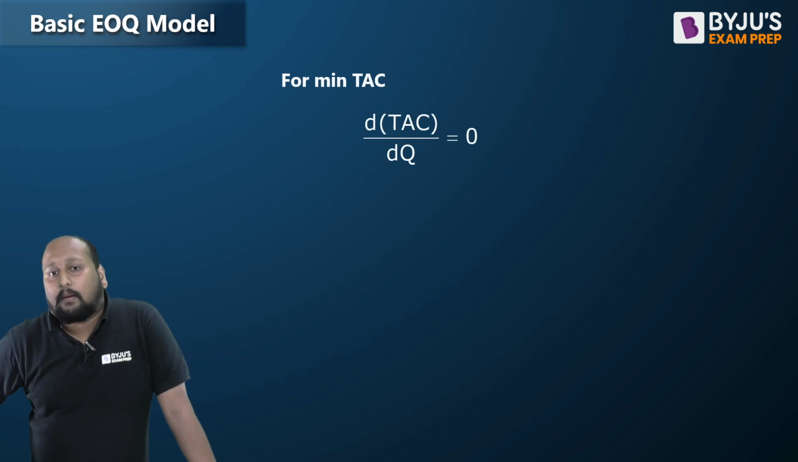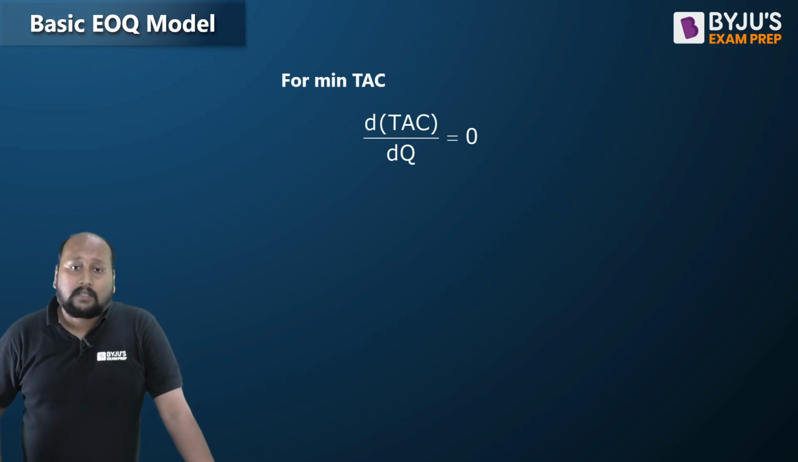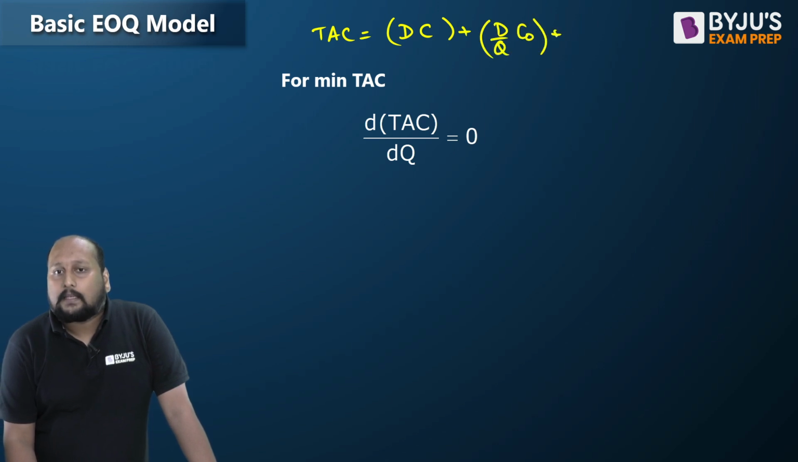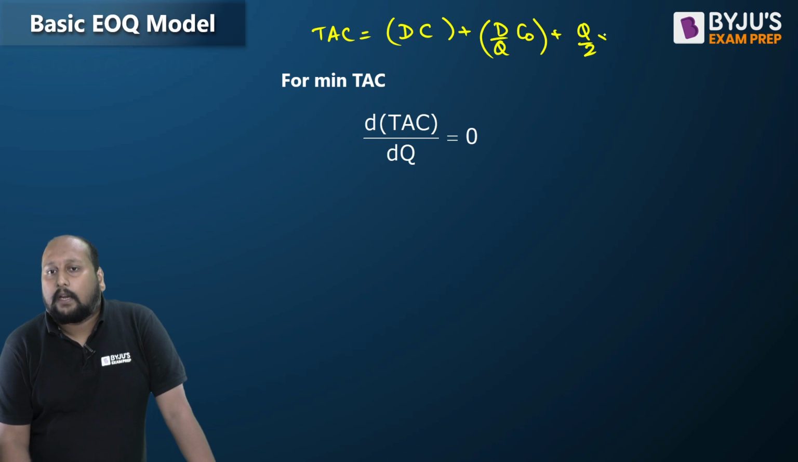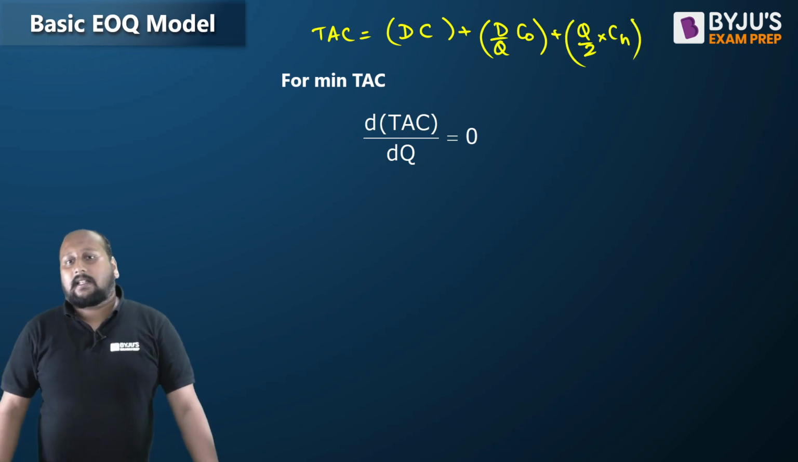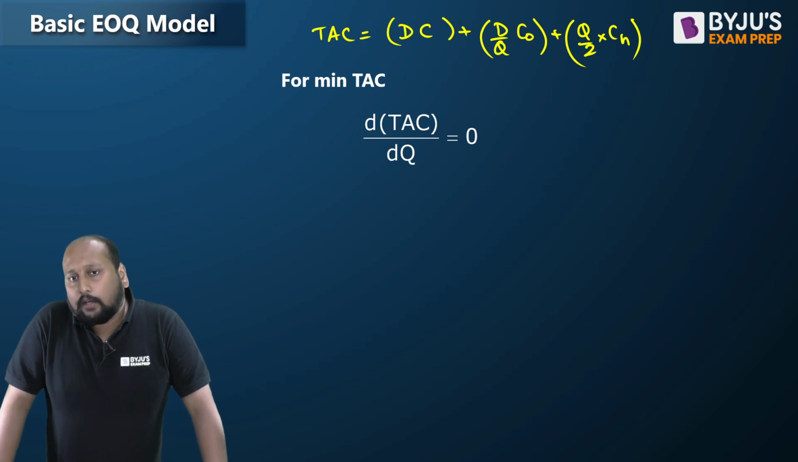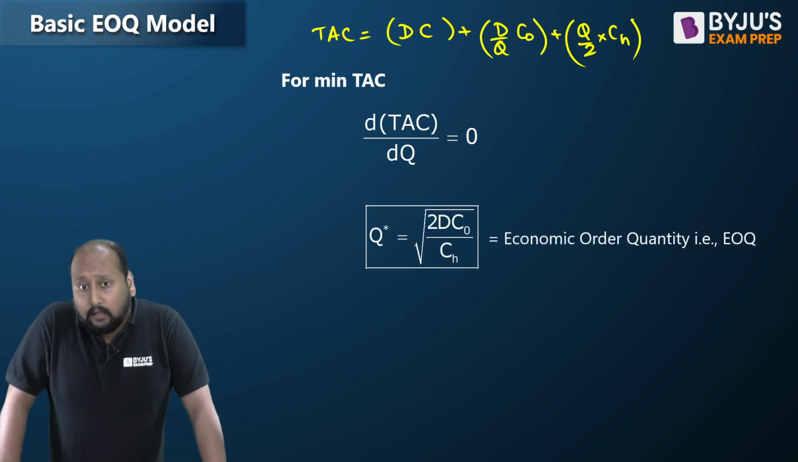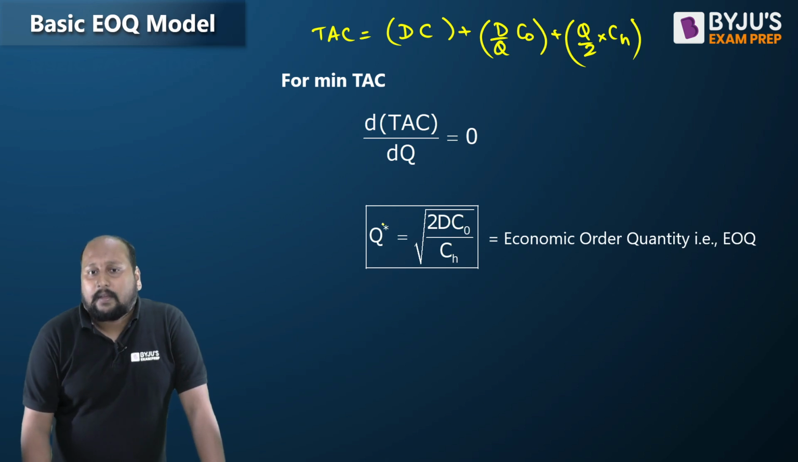So for minimum total annual cost, I need to differentiate this value. What is total annual cost? It was the purchase cost, that is D into C, plus the ordering cost, that is D by Q into CO, plus the holding cost, Q by 2 into CH. If you differentiate this with respect to Q and make it equal to 0, you get a very interesting relation. Let us call this value Q star.